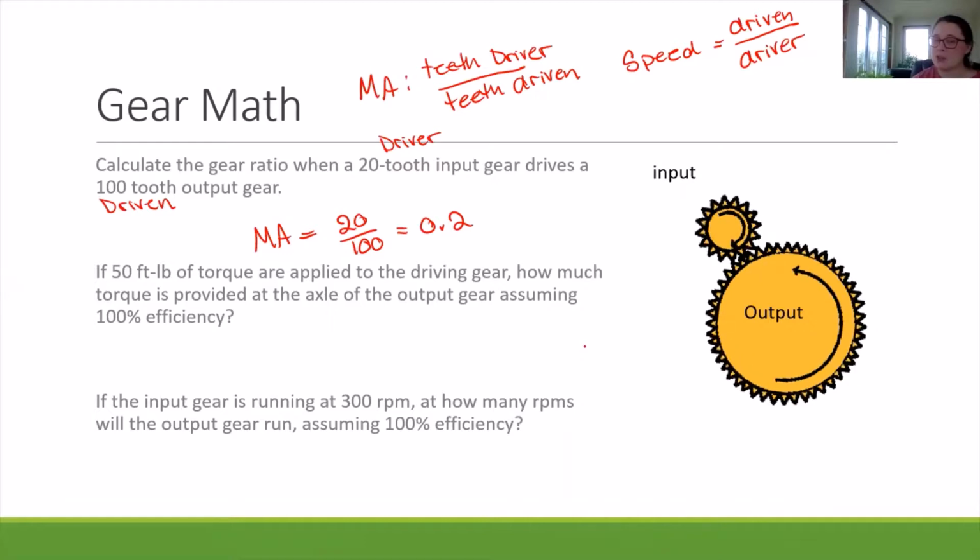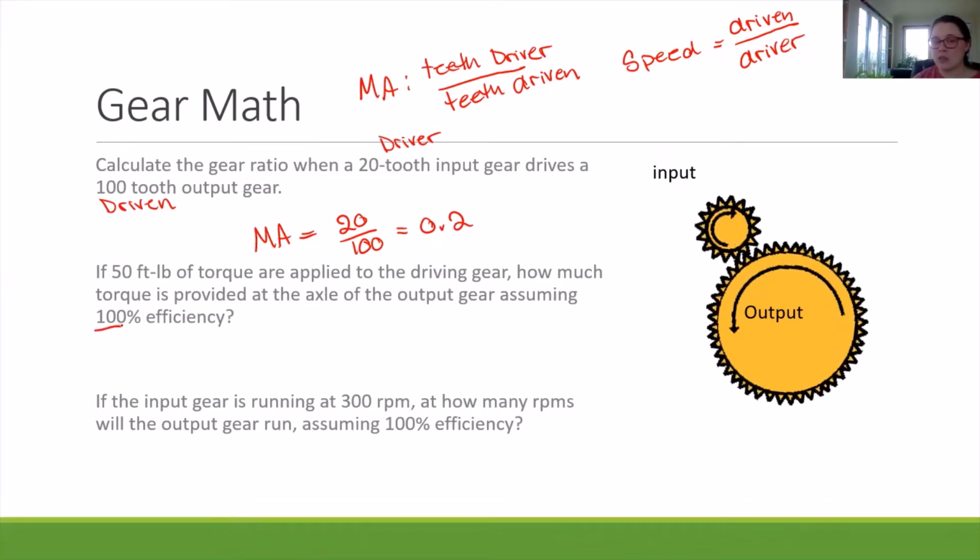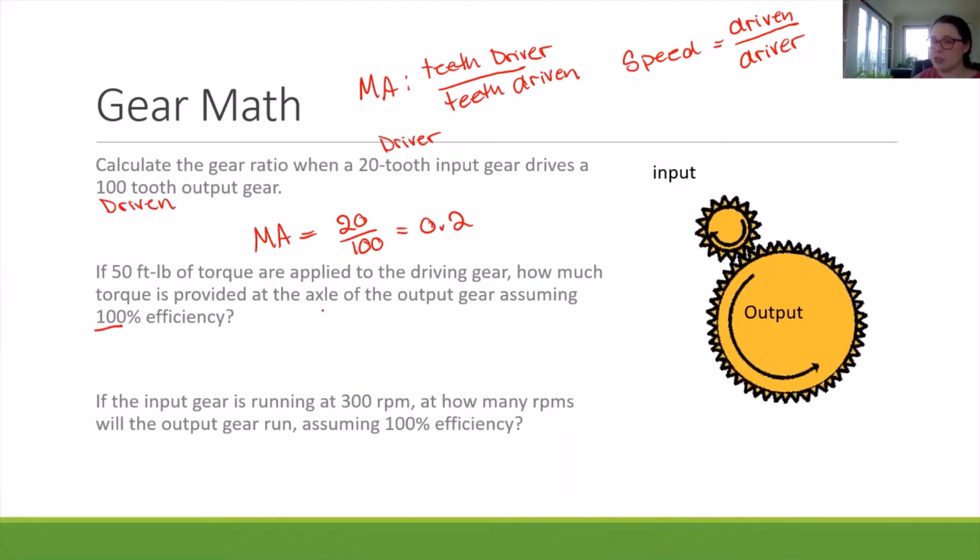Easy math. If 50 foot-pounds of torque are applied to the driving gear, how much torque is provided at the axle of the output gear, assuming 100% efficiency? So 100% efficiency means the mechanical advantage with teeth is going to be the same as the mechanical advantage with torque. The mechanical advantage isn't changing. So that means my mechanical advantage stays at 0.2.